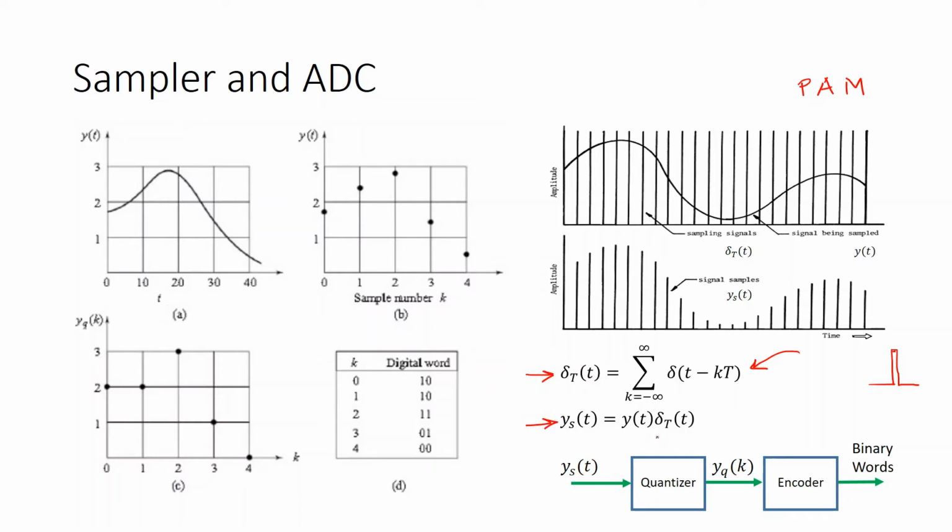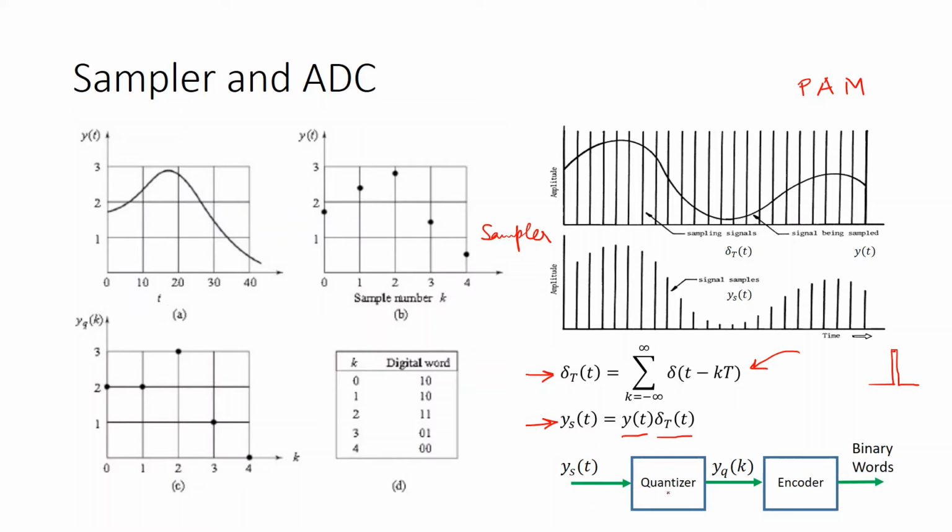So the pulse is modulated by this amount at every time instant. This is what is happening, and this is the signal you are getting. This is exactly what happens in the sampler. So this is about the sampler.